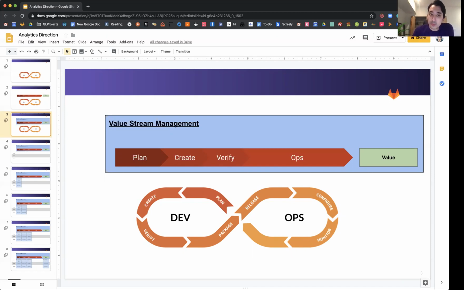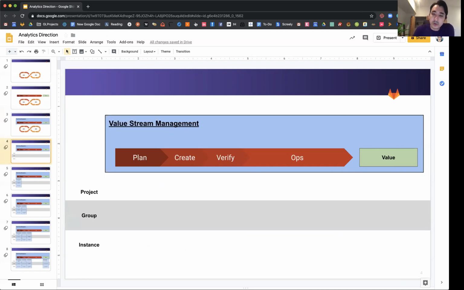But I think that there's more opportunity for us to help instances learn about specific areas of their value stream. So I think there's an opportunity for us to deep dive into every single one of these stages at the project, group, and instance level. And we already have some features and capabilities in each of these areas, but I would like to see us expand on them so that we have explicit features and capabilities for every single stage that tie back to our overall value stream.